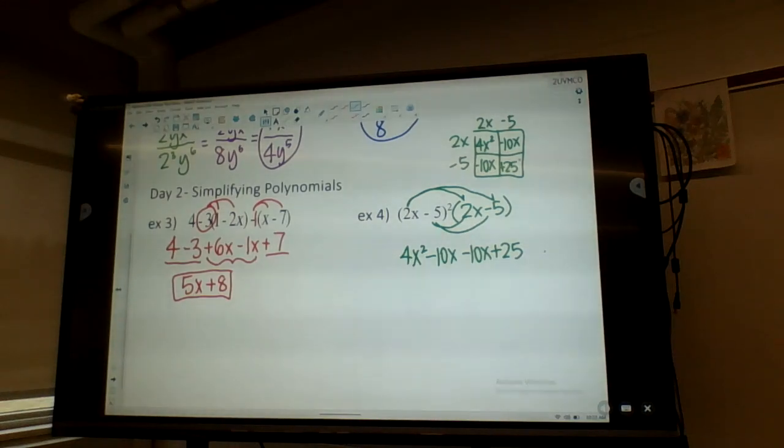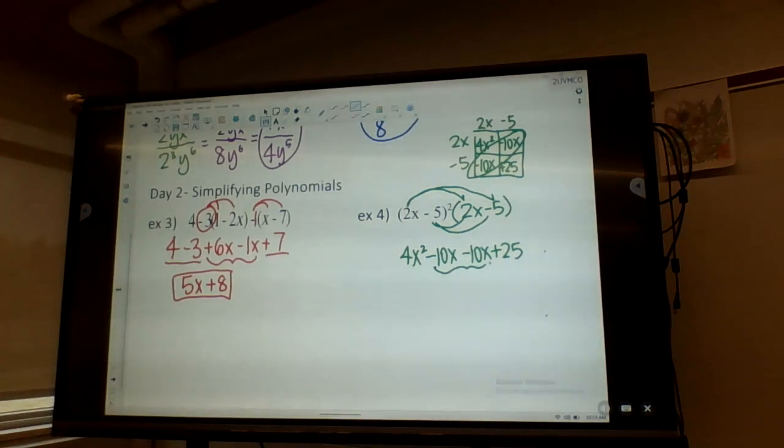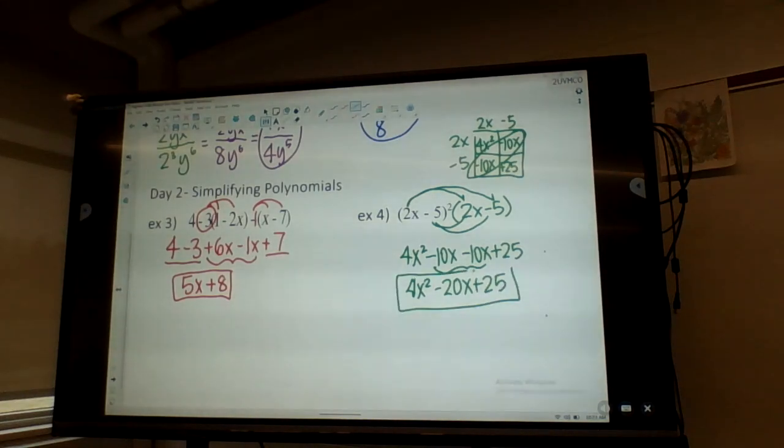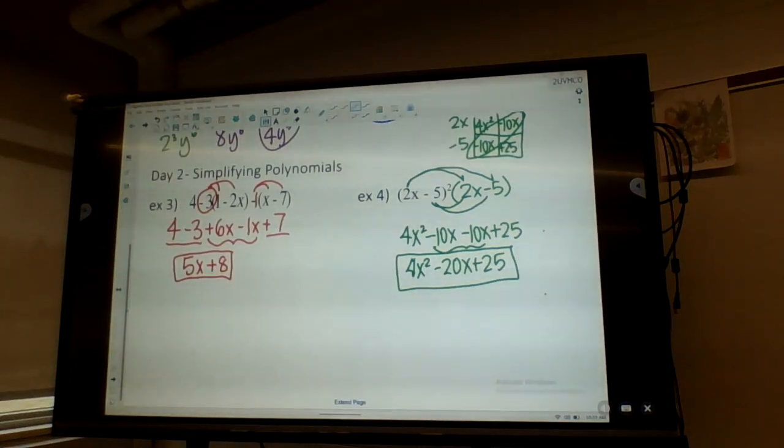Once we're to this point, then we want to combine the like terms, which are usually in the center or diagonally. Not always though. But they do not cancel. So that's our simplified polynomial there.